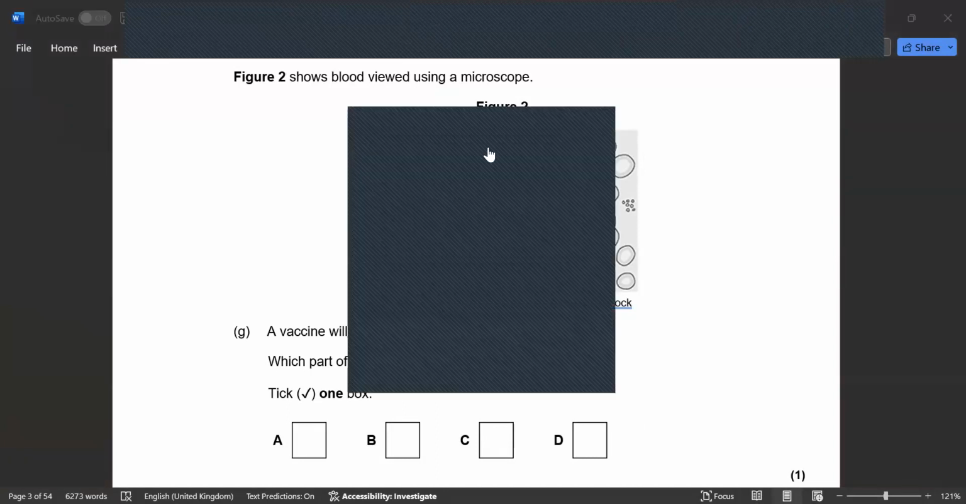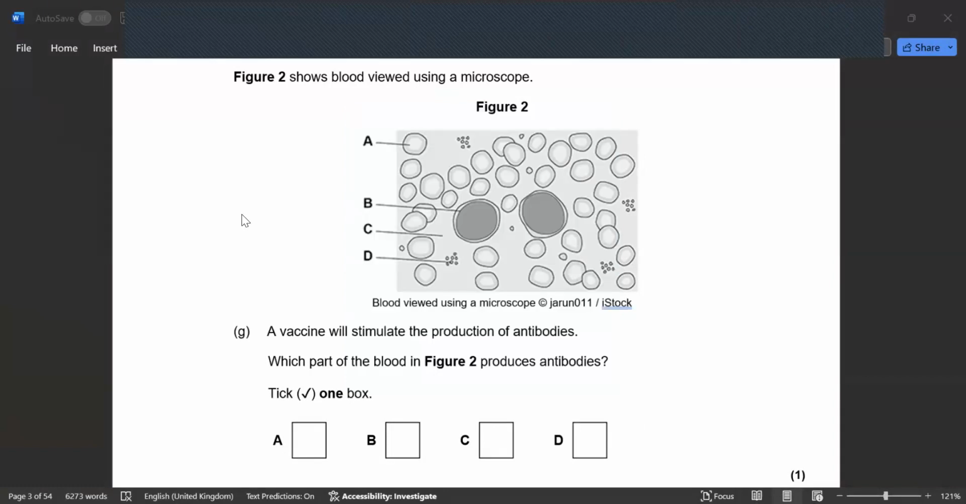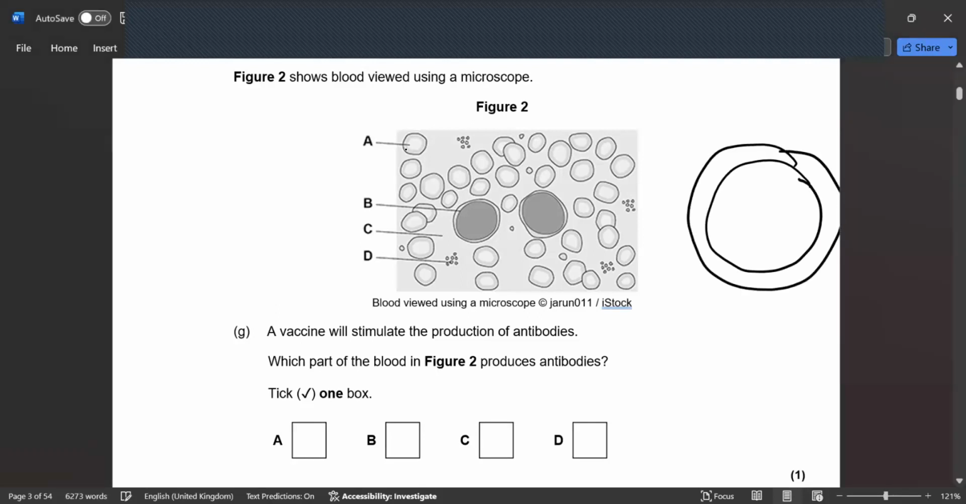Yeah, so I want you to pick, Sophie, the letter from the diagram. A is the red blood cells. C is the plasma. D are platelets. And B, the lymphocytes. The lymphocyte, that's what I told you guys. White blood cell has a big fat nucleus inside. So the answer is B.